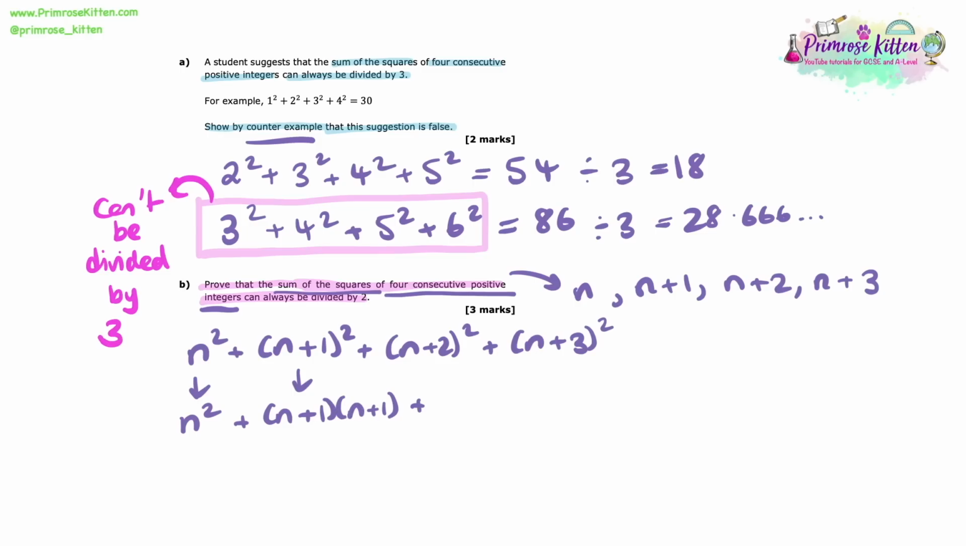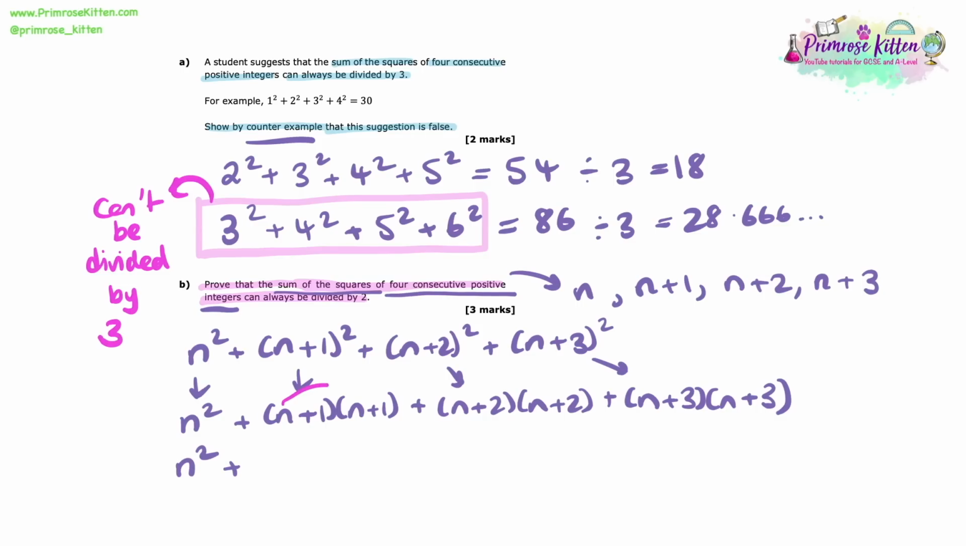Now, the key place where people will make a mistake here is they'll look at n plus 1 squared and just say n squared plus 1. But remember, every time you square a bracket, it's the bracket times by the bracket. So here we've got n squared plus n plus 1 times n plus 1, plus n plus 2 times n plus 2, plus n plus 3 times n plus 3. And so we're going to have to do all of that multiplying out.